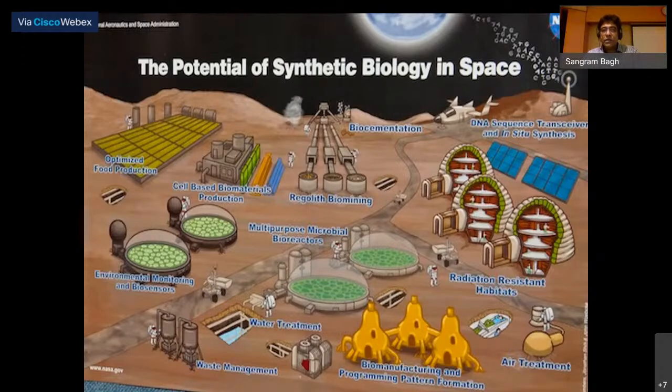And using that, you start with making roads using this kind of biocementation. You develop, say, regolith biomining. You develop, say, optimized food processes. You make radiation-resistant materials and everything else with those engineered organisms. So that's why sometimes people believe that for this kind of space travel, or long-duration human space travel, synthetic biology is the only key.